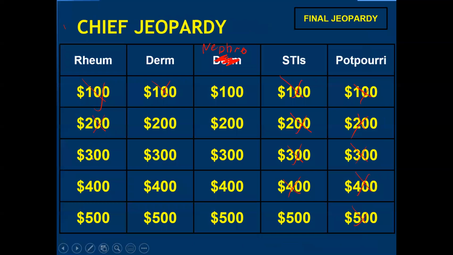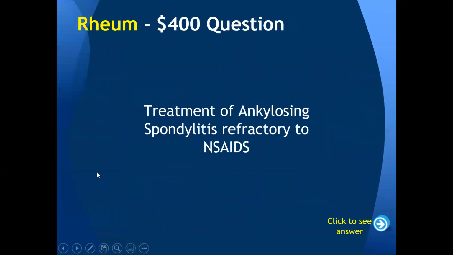All right. Room 4. Treatment of ankylosing spondylitis refractory to NSAIDs. So you do the NSAIDs, still bad. What do you want to do next? We're guessing. Methotrexate. No. That is definitely one of the treatments, but it's not the next go-to for ankylosing spondylitis. No.